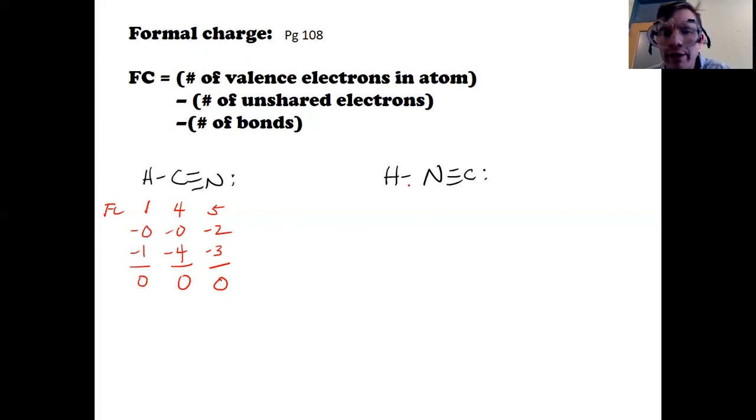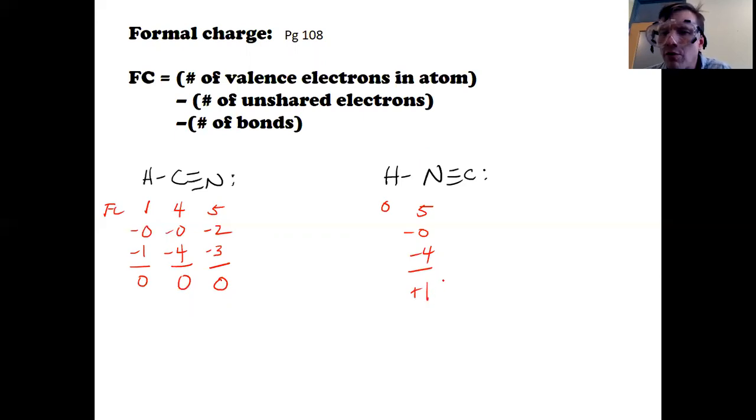Let's compare that over here. If I were to look at hydrogen, again, this will have 0. If I look at nitrogen, again, 5 valence electrons in the neutral atom. It now has 1, 2, 3, 4 bonds. 5 minus 0 minus 4 is plus 1.